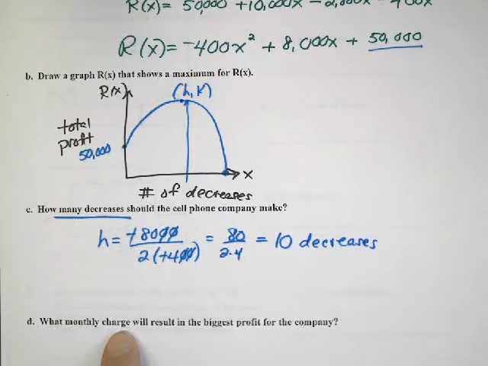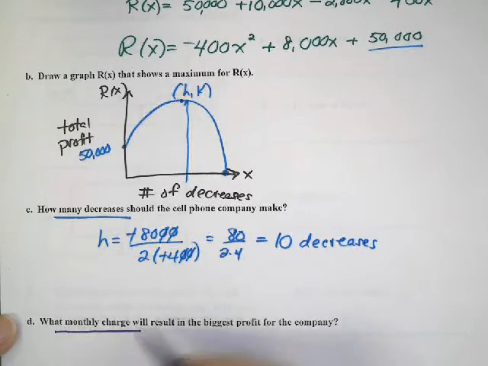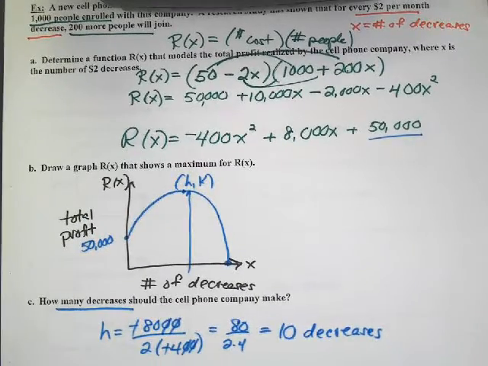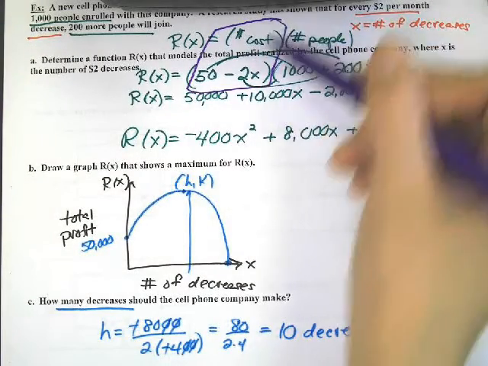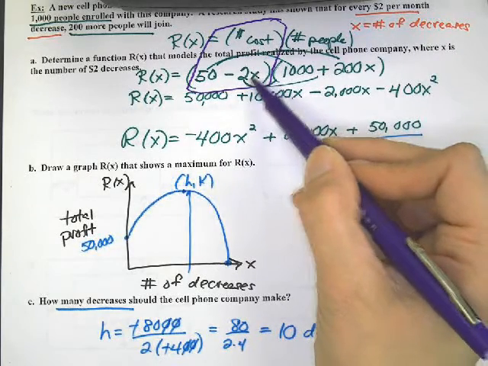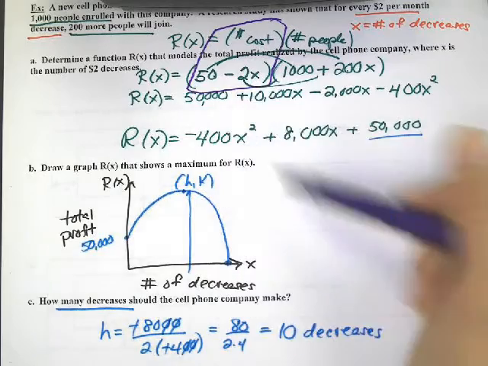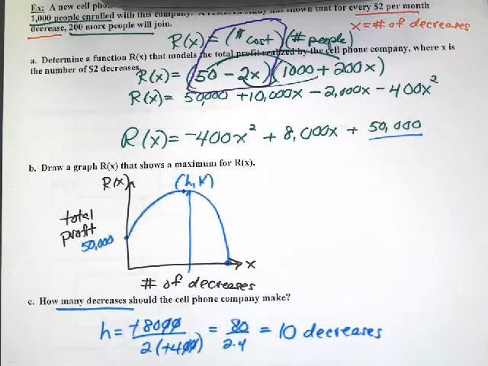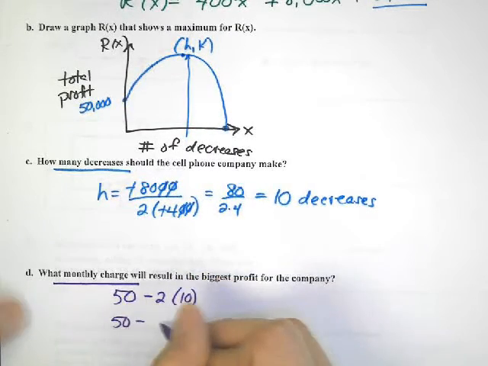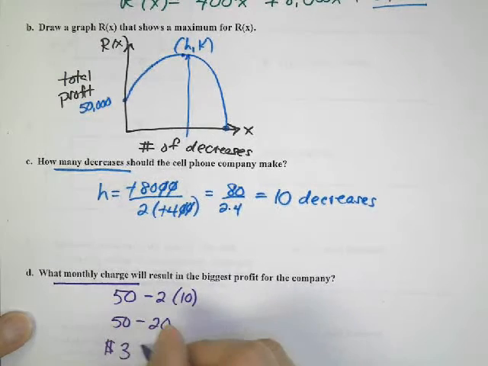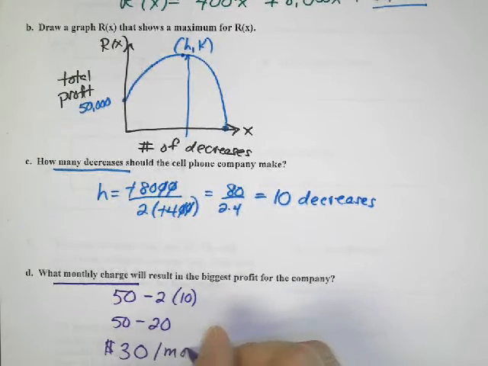So what monthly charge will result in the biggest profit for the company? Okay, so it's not asking for biggest profit. It says what monthly charge will get them the most money. What monthly charge? Let's see, let's go back up here. It's costing people right now $50. Here's the cost. But we have to figure out if I decrease $2, and I do that 10 times, let's bring that down here. $50 minus 2 times 10. So if I decrease by $20, so the answer is $30 per month.